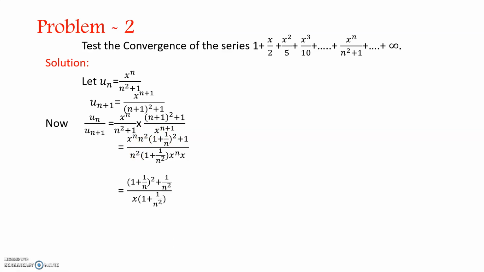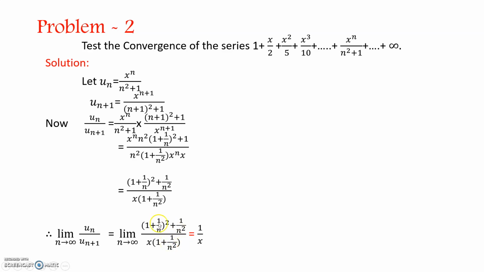So remaining, we get 1 plus 1 by n the whole square plus, here the two terms are there, so here also take out the n square outside. So this becomes 1 plus 1 by n the whole square plus 1 by n square, divided by x into 1 plus 1 by n square. So now apply the limit n tends to infinity, un by un plus 1 equals limit n tends to infinity, 1 plus 1 by n the whole square plus 1 by n square by x into 1 plus 1 by n square. So now we can't cancel this.